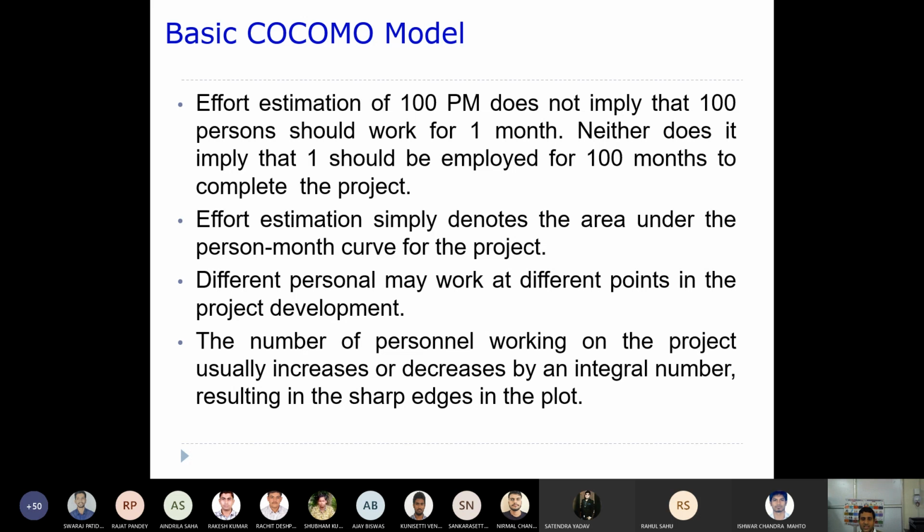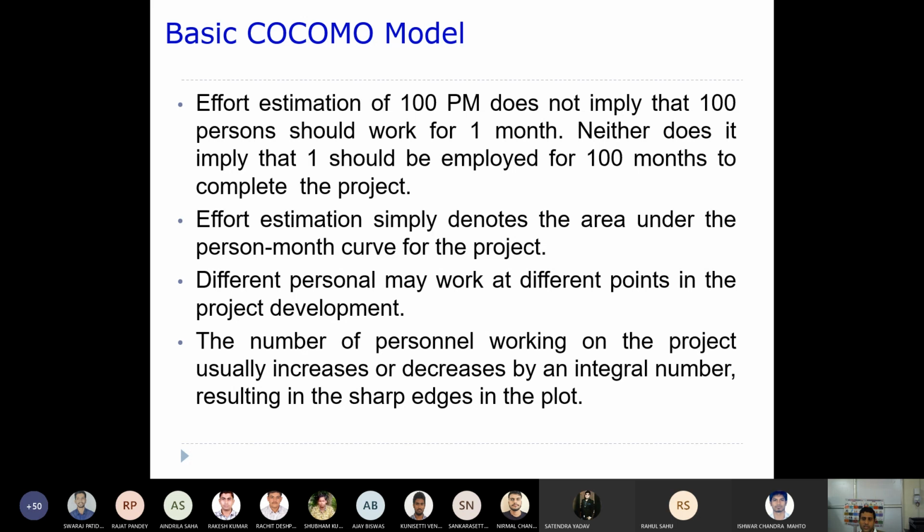Effort estimation simply denotes the area under the person-month curve for the project. It is the area under the curve. Your x-axis will have the number of persons and your y-axis will have months. Now you will have a curve when you vary the number of persons. Let's say at time t0 you have 2 persons deployed, and at time t1 you have 4 persons deployed.